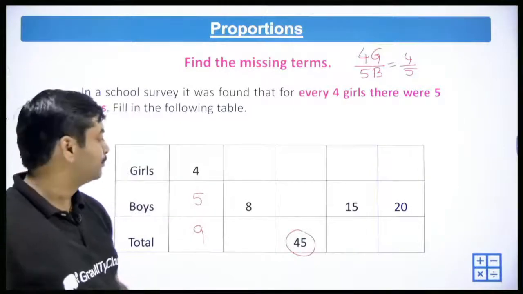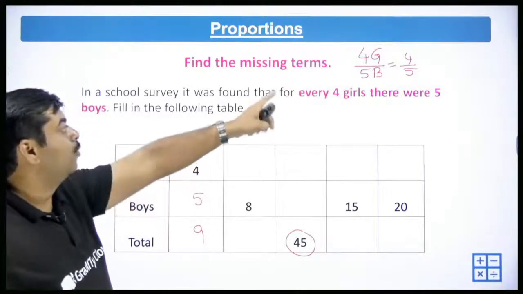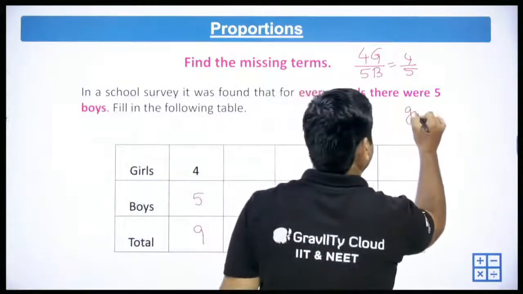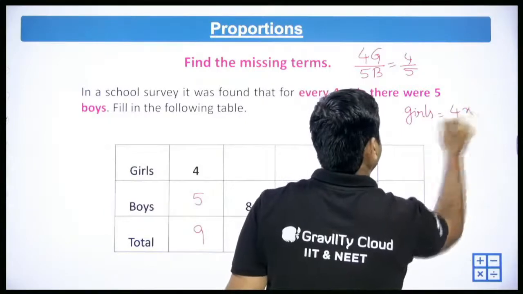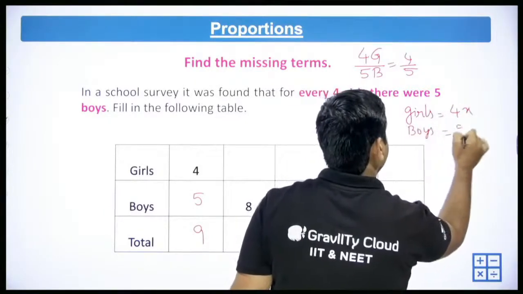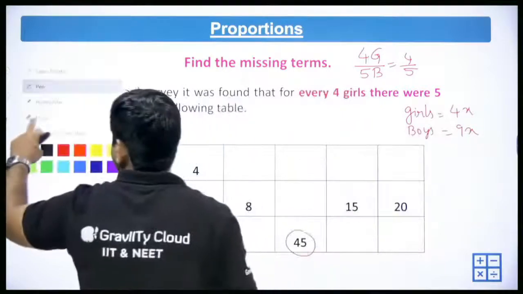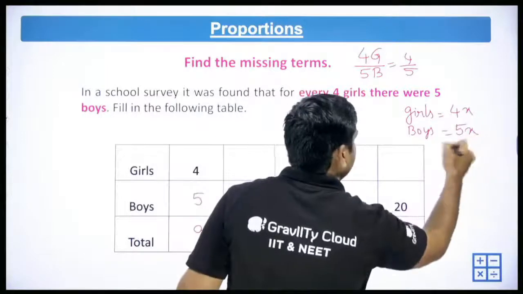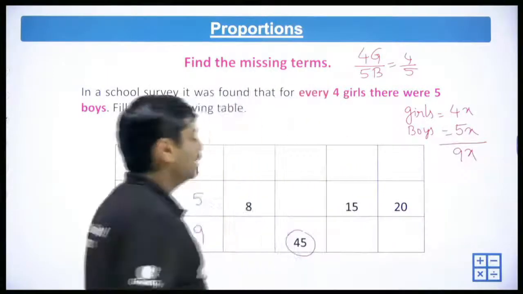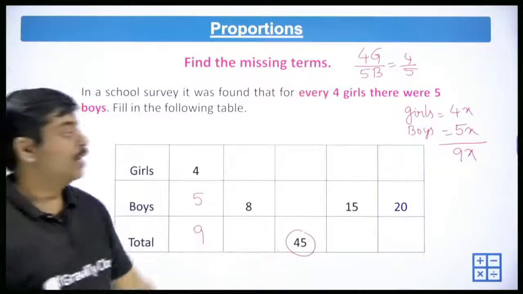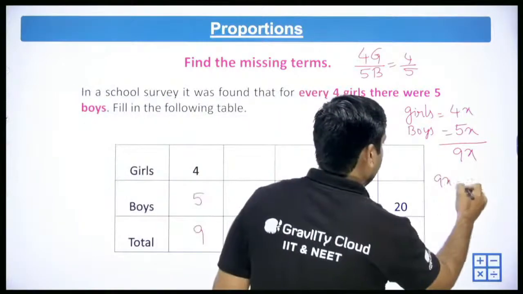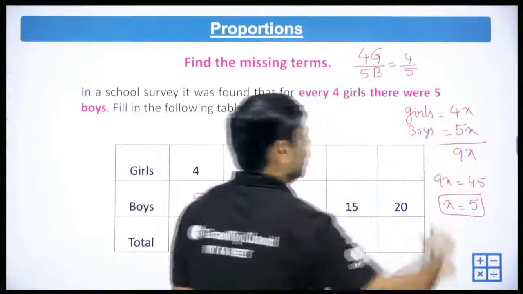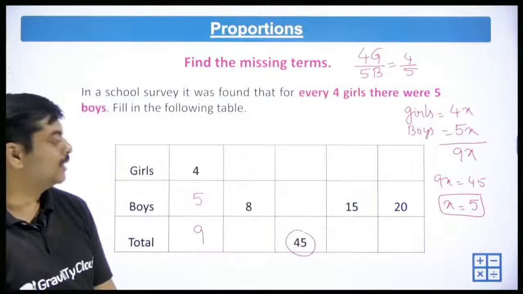This model is important. For every 4 there are 5. So what I'll do: if girls are 4x, boys will be 5x. Boys will be 5x, correct? So boys and girls total will be 9x. So equate that 9x to 45. 9x is equal to 45. X will take the value of 5.